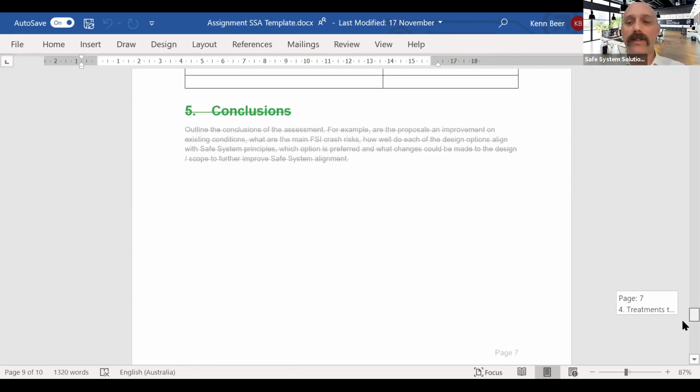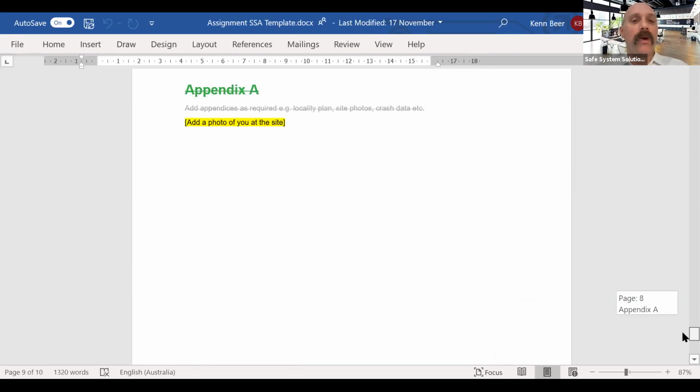Don't worry about a conclusion. What we do want to see, though, is a photo of you at the site to give us assurance that you went to the site. We still think it's a very important part of the safe system assessments to get to the site.